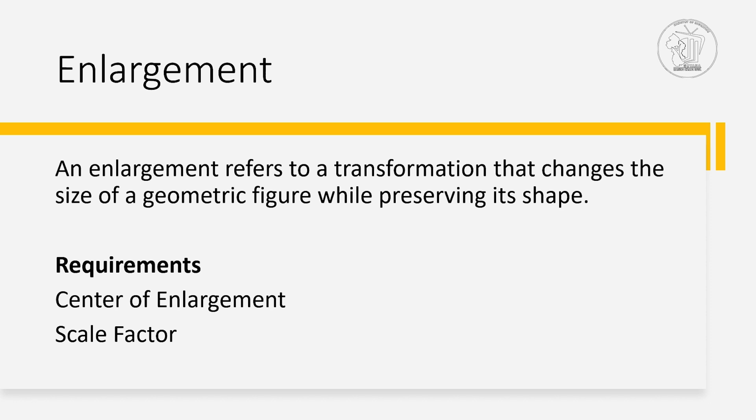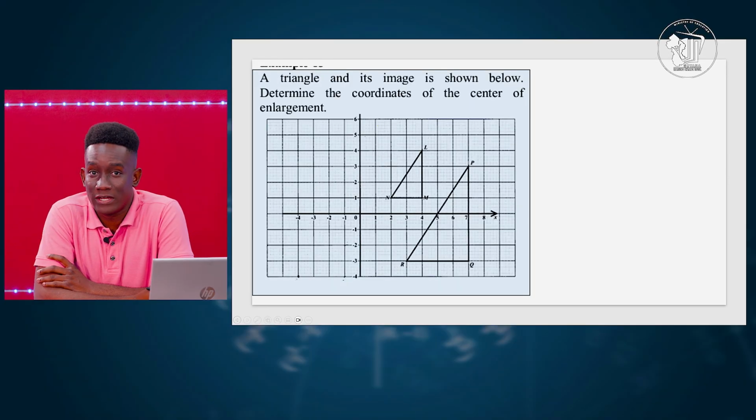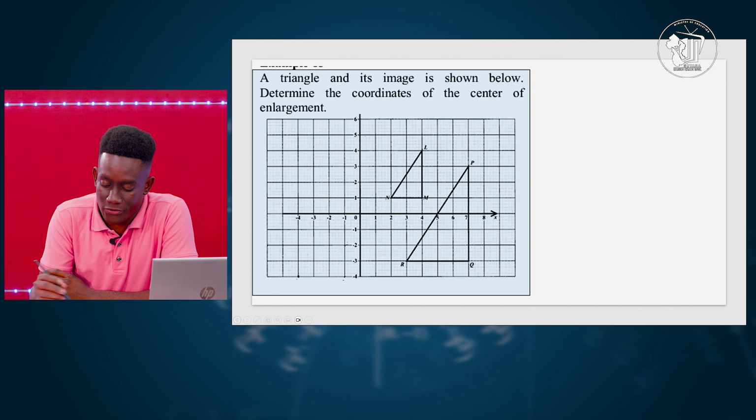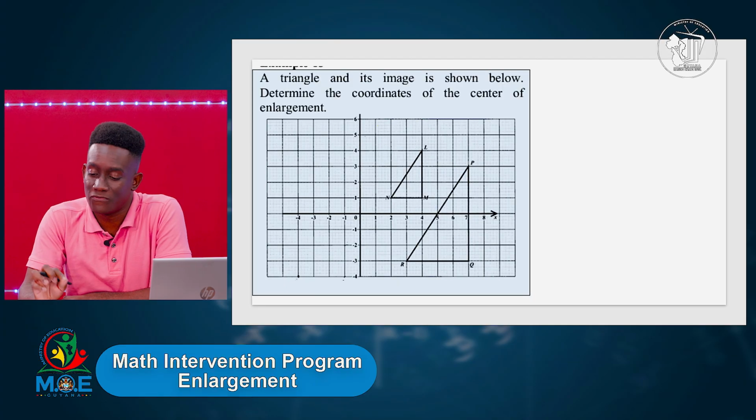So let's head straight into our first example. The question says, a triangle and its image is shown below. Determine the coordinates of the center of enlargement. So now we look at how we can find the center of enlargement. We have this shape here, and we see it transformed into this shape. It became larger. The shape of it still remains the same, but it just became larger.